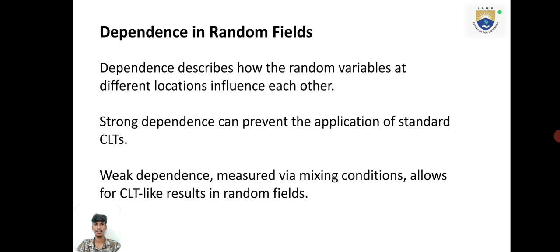Dependence in random fields. Dependence describes how random variables at different locations influence each other. Strong dependence can prevent the application of standard CLTs. Weak dependence, measured via mixing conditions, allows for CLT-like results in random fields.